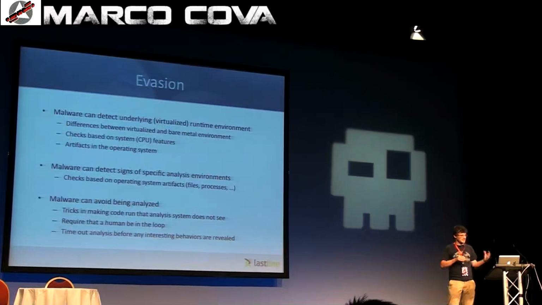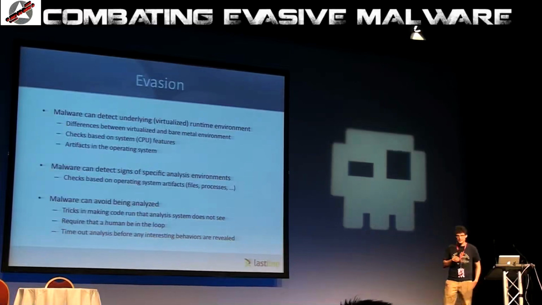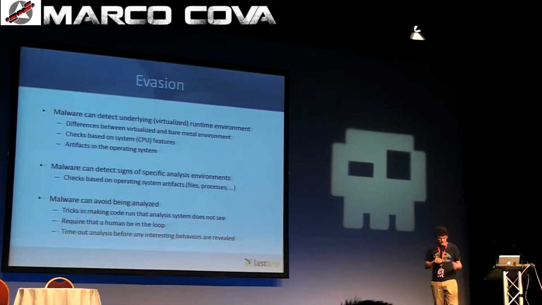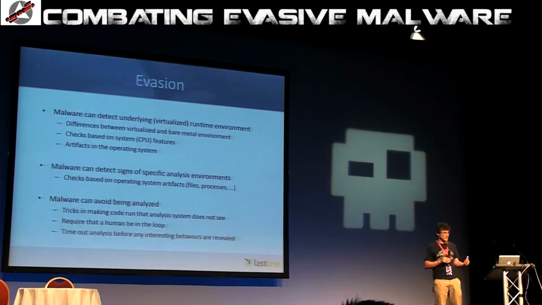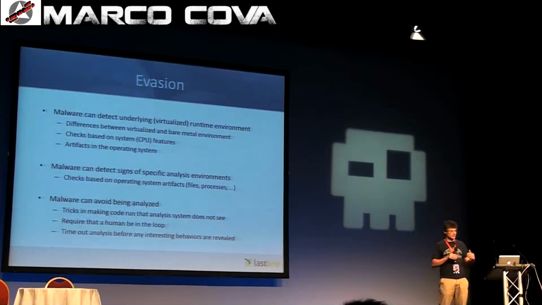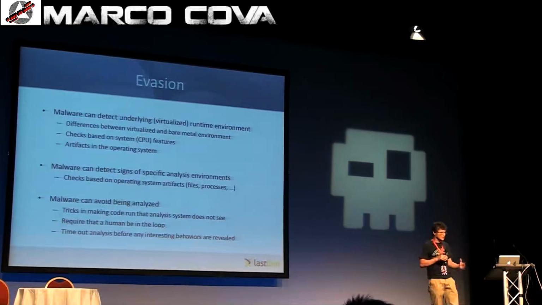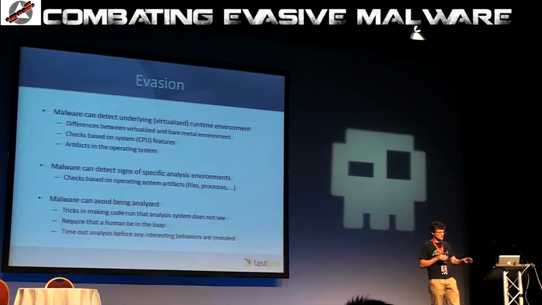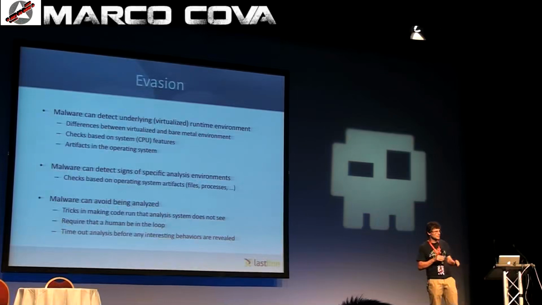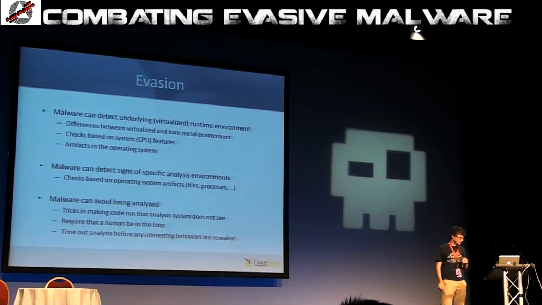Something else that we see, another big category of evasive techniques, is malware can detect the presence of a specific analysis environment. It can detect that it's running inside, let's say, Cuckoo, inside Anubis. It has a lot of checks for the presence of files, drivers, or processes that are used in those specific analysis environments.